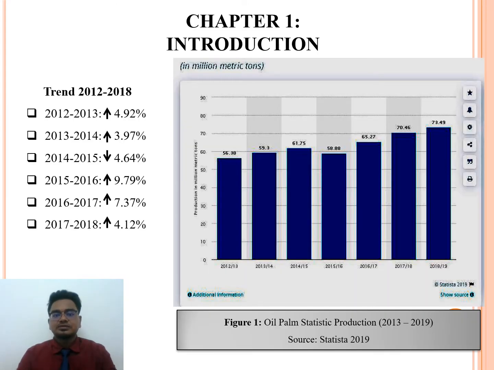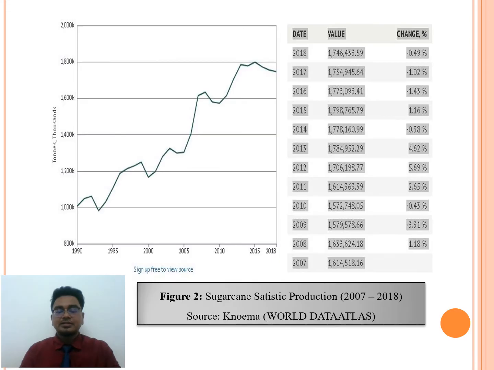Chapter 1, Introduction. Figure 1 shows the oil palm production statistics from year 2013 until 2019, while the trend shows the increasing and decreasing of the oil palm production. Next, Figure 2 shows the sugarcane production statistics from year 2007 until 2018.